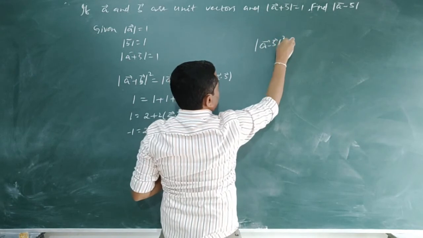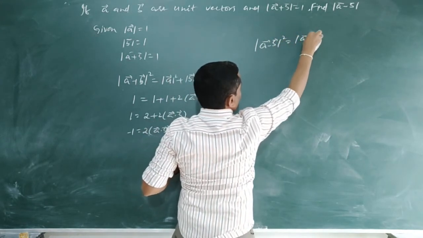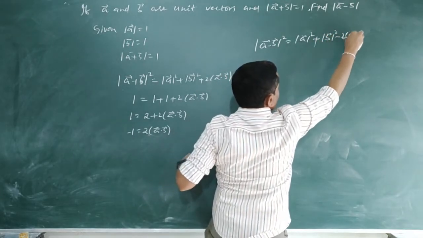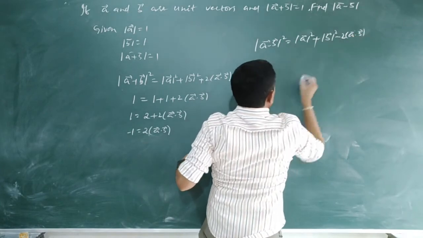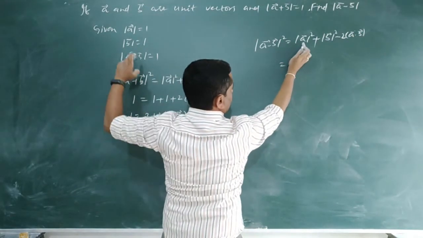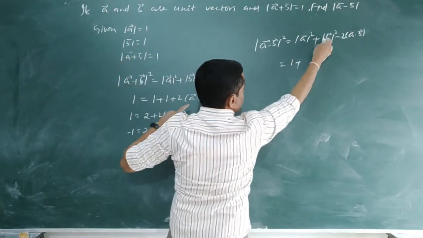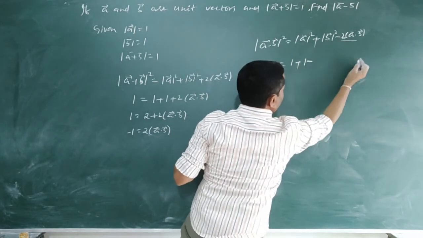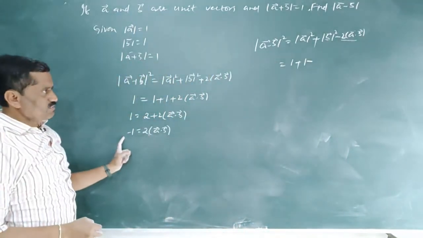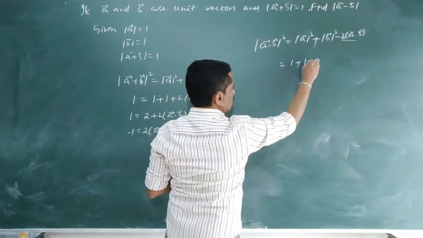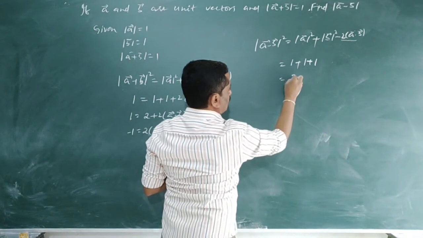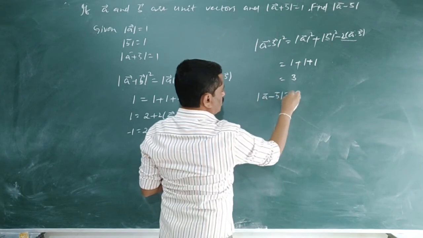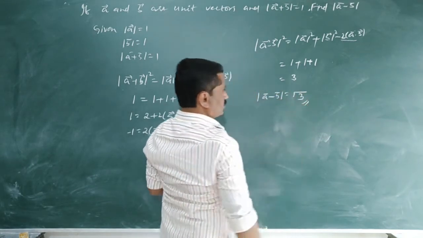But we need to find magnitude of a bar minus b bar. Again, whole square is equal to magnitude of a bar whole square plus magnitude of b bar whole square minus 2 of a bar dot b bar. So that is equal to 1 whole square plus 1 whole square, we have minus. So what is the value of 2 of a bar dot b bar? We have minus 1. Minus into minus becomes plus 1. Again, that is equal to 3. Therefore magnitude of a bar minus b bar is equal to root 3.